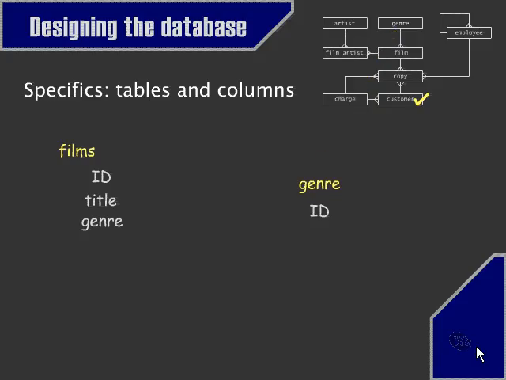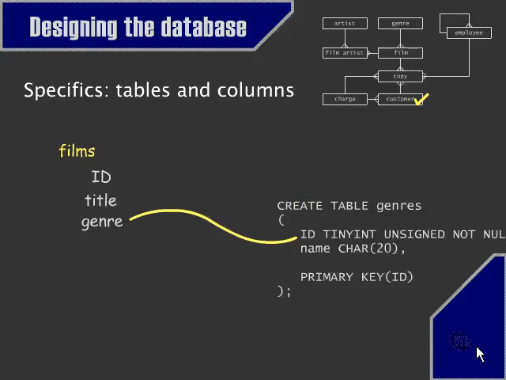Our genres table will contain, again, an auto-incrementing primary key, and we're going to call that the ID column. We'll also have the name of the genre, and the link will be on the ID column of the genre and the genre column of the films table. So essentially an integer will be stored in the films table, and we'll be able to relate that to the genres table to get the name of the film genre. So our genres table is also very simply created, and that clears that one up for us as well.